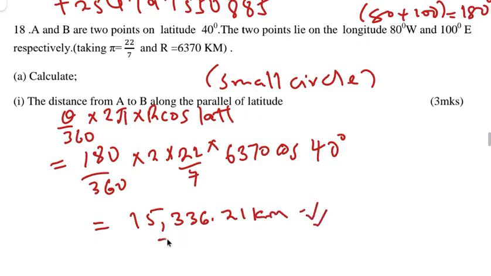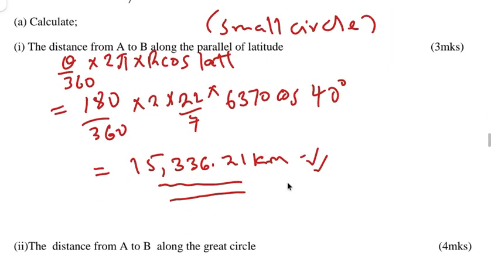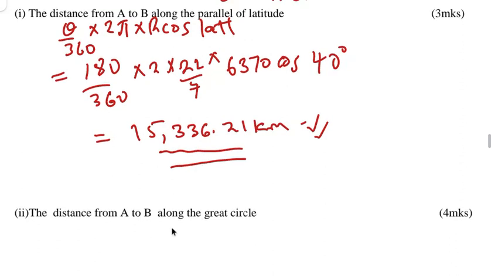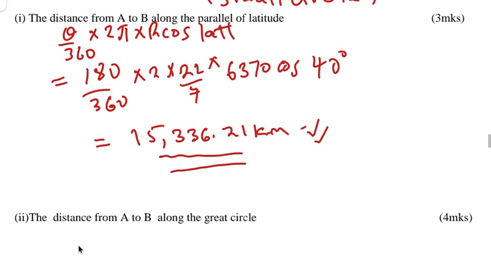So, let us continue with part 2. In part 2 you are told to find the distance from A to B along the great circle. So your distance here is a great circle.